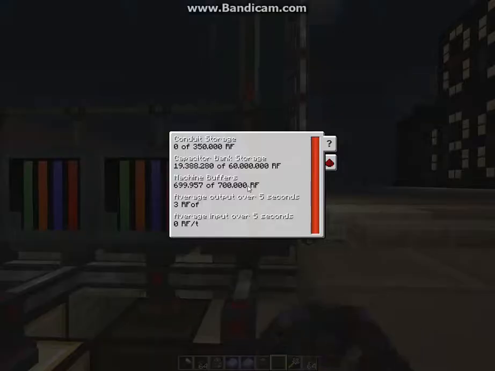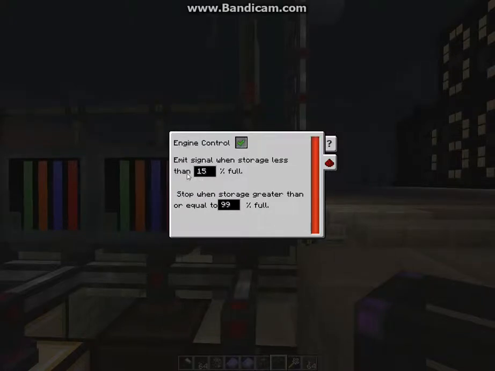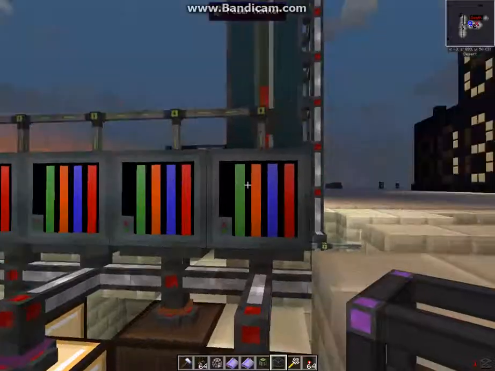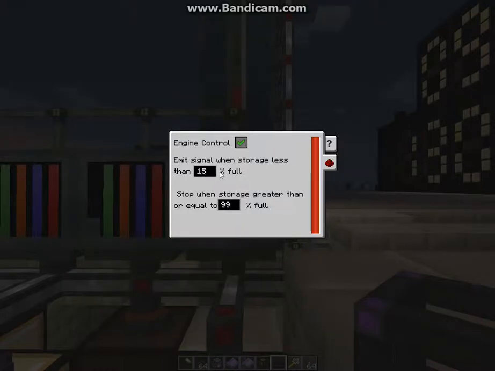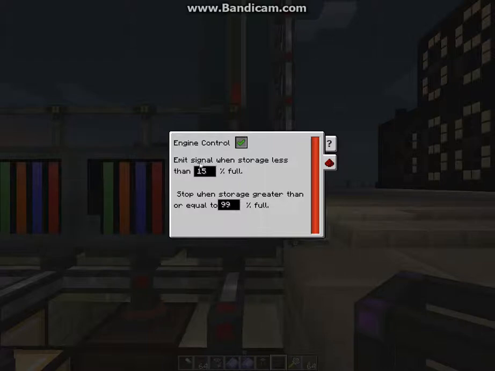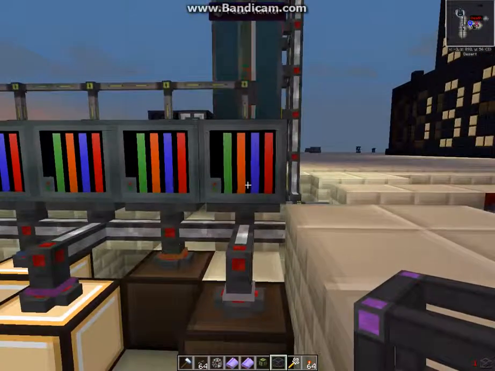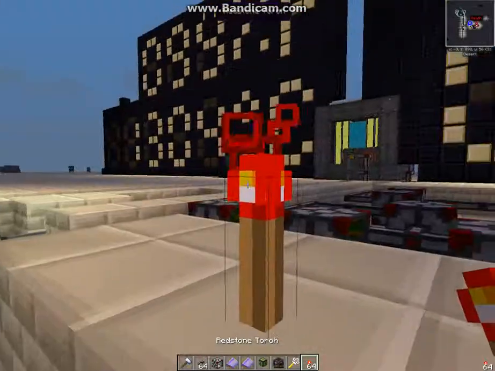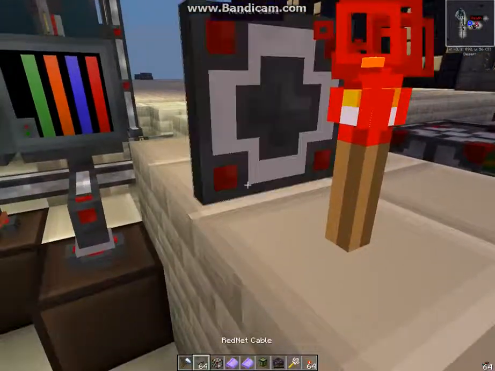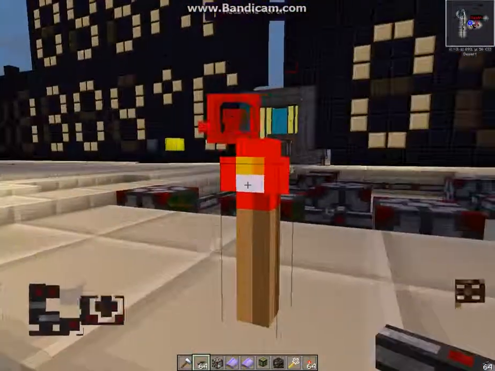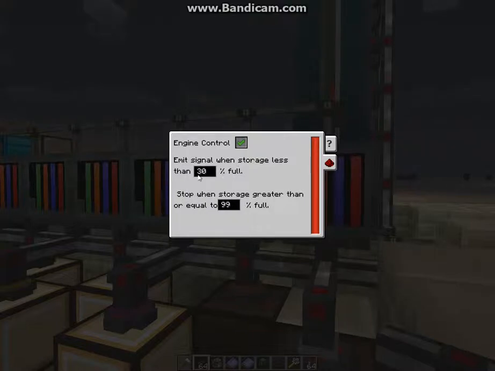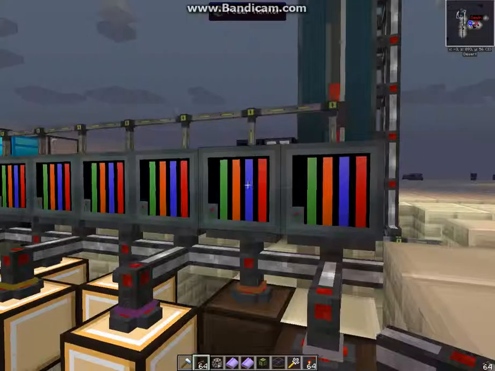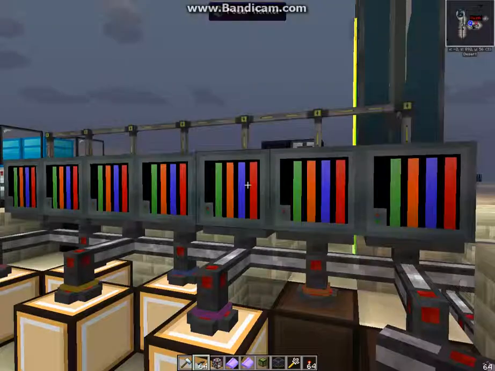Then you have to adjust those capacitor banks on engine control on and do several steps: stop when greater than or equal to 99. That's valid for all of them. And you should do a 15% step, because when it's less than 15%, it will emit a signal, and the signal has a strength of 15. It's just a redstone torch. This gives me a signal strength of 15 inside this RedNet. So for every 15% you have one energy monitor set to this certain amount of energy.